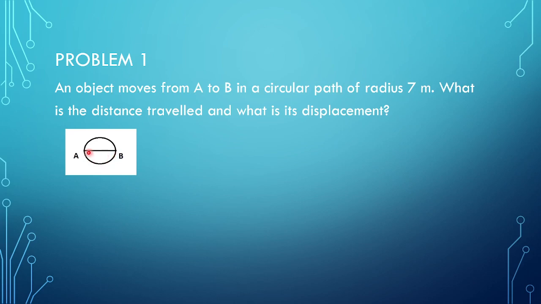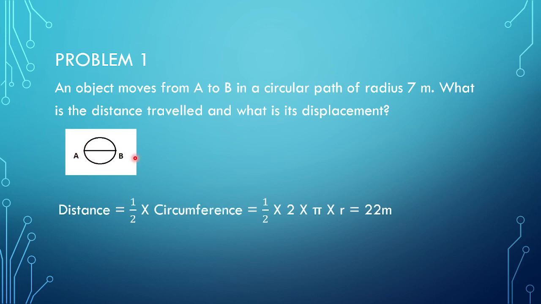How do I calculate the distance and displacement here? Since it is a circle, if I have to calculate the path, the distance, I have to calculate the circumference of the circle. But if I want to calculate the displacement, it is enough if I calculate the diameter. We will see the solution one by one.